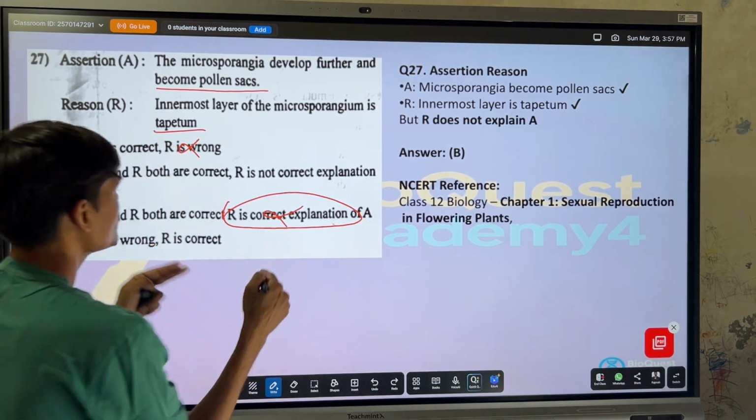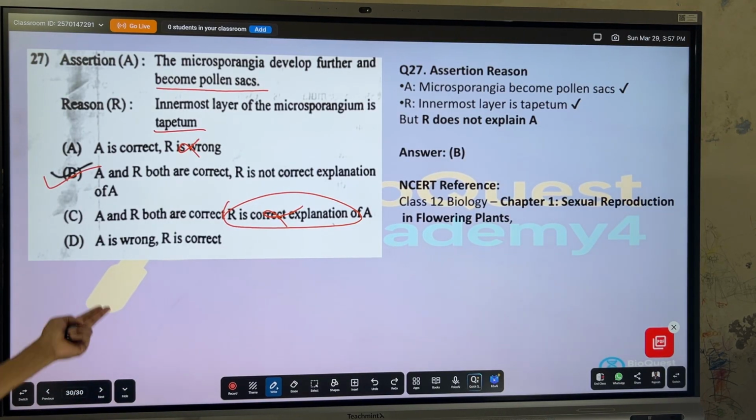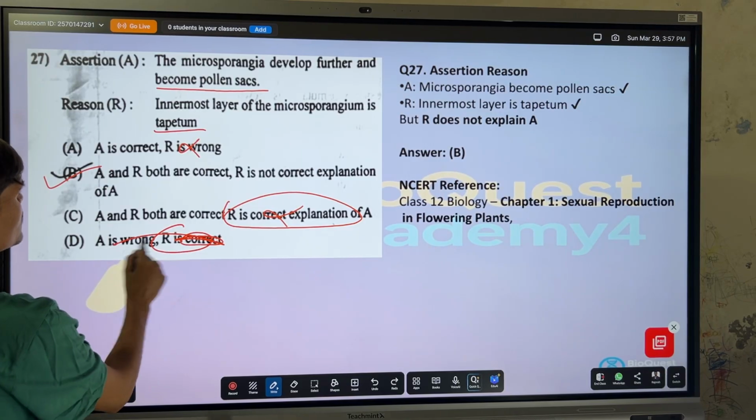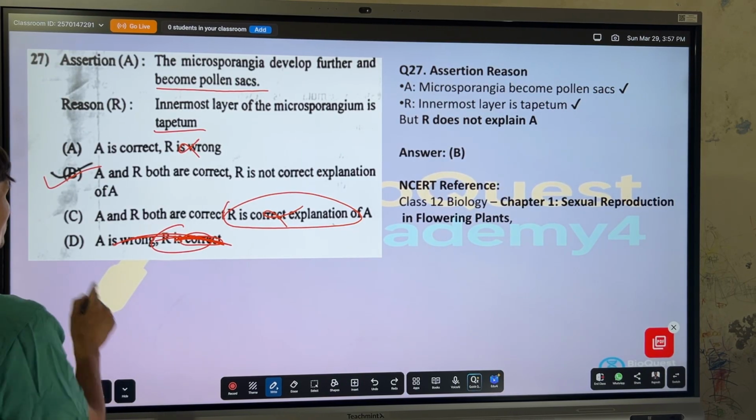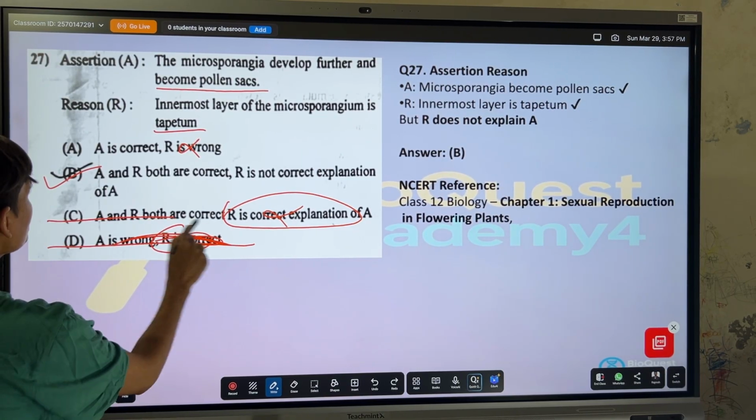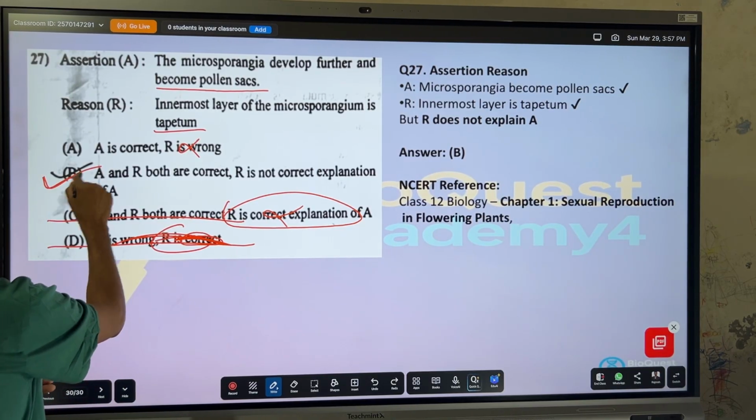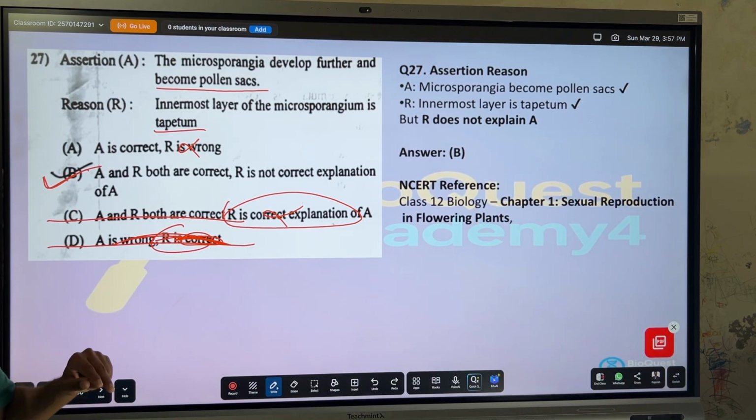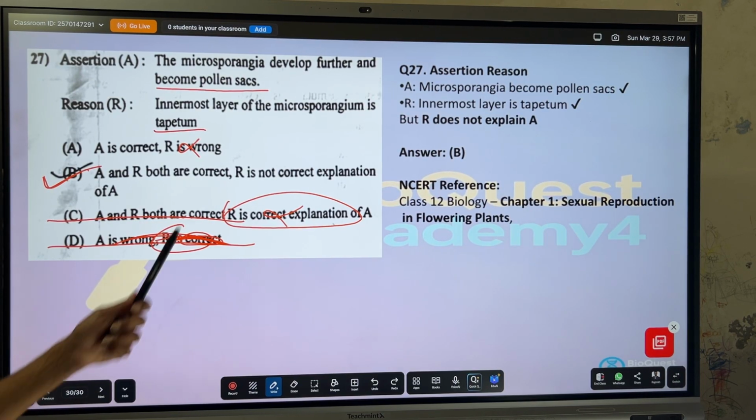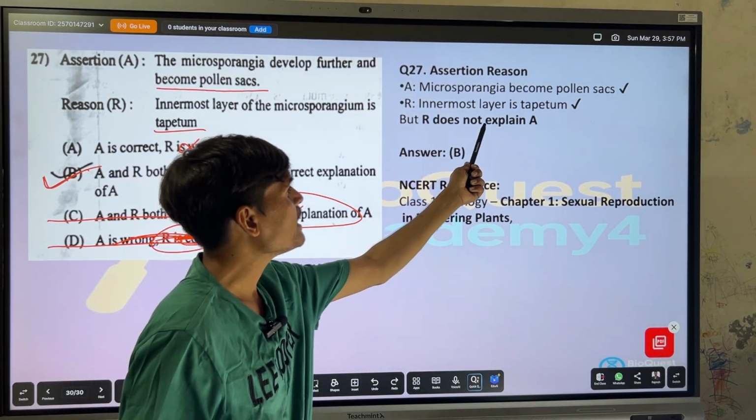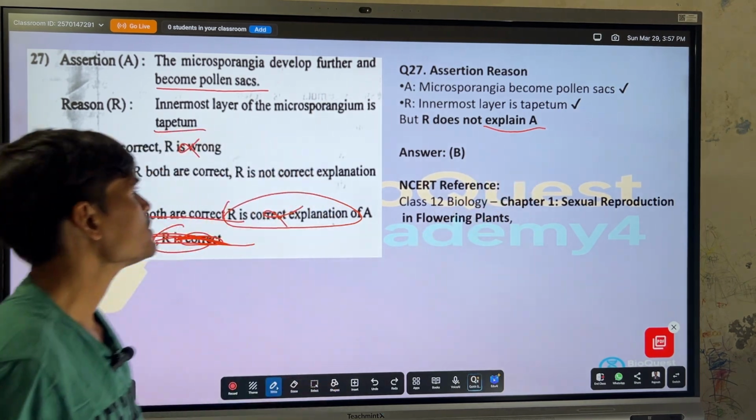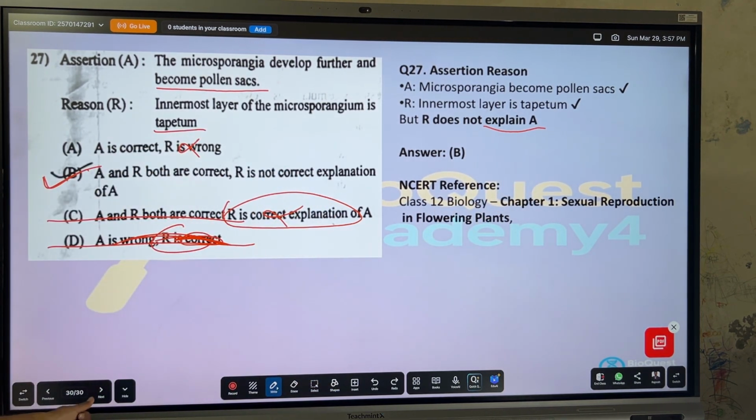Actually, not the correct explanation. And A is wrong, R is correct. But both are correct, so this is not your option. Answer is B. A and R both are correct, and R is not the correct explanation of A. You can see R does not explain A. So answer is B.